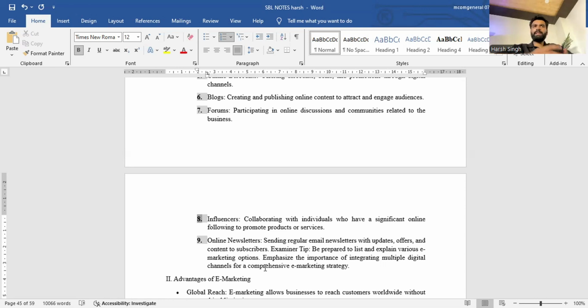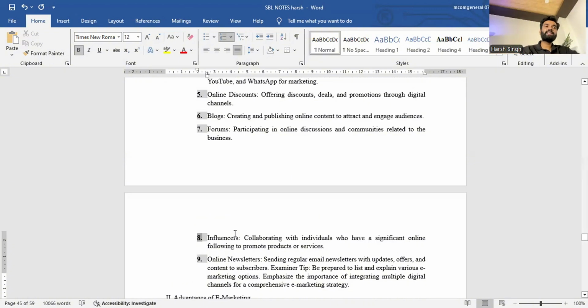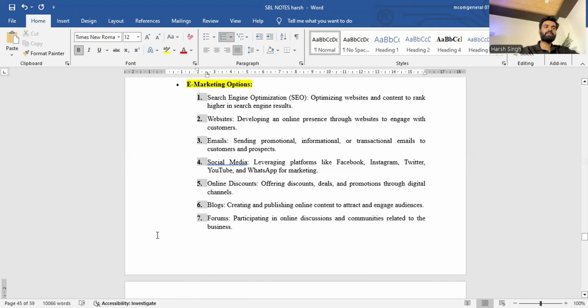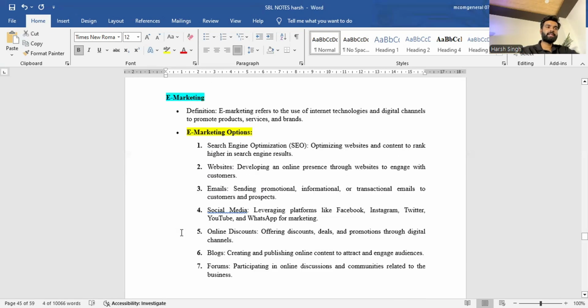Okay. So then there can be an online newsletter. Basically, it is a kind of email newsletter where you send out the updates and the offers that are relevant to the product at that particular time. So these are certain techniques that can be used for e-marketing. Now I hope this part is clear to all of you.